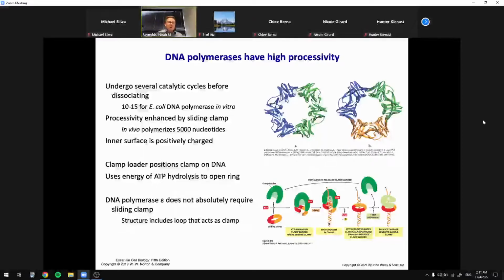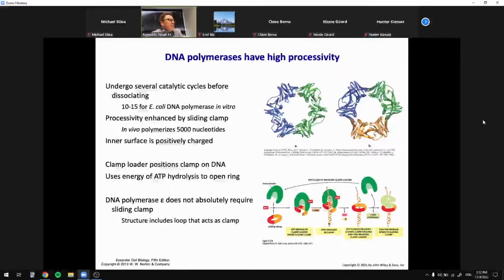So even by itself, it does this okay, compared to lots of other enzymes, which grab their substrate and let go of everything. DNA polymerase in E. coli can do about 10 to 15 cycles before it lets go of the DNA. So this is already useful.